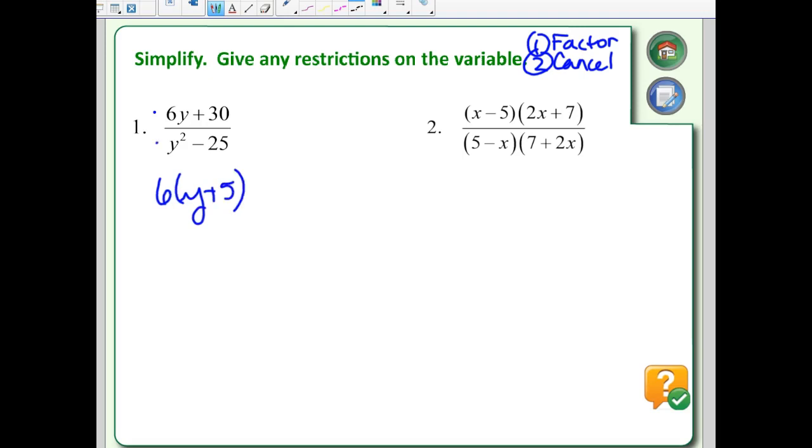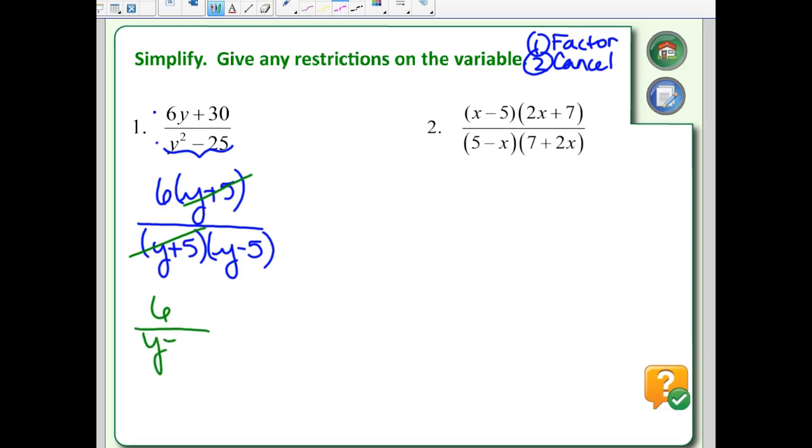Now let's look at the denominator. Is there any part of my factoring honey-do list that applies? Well, there's no GCF, but there's 2 terms. Do you recognize what that is? Yes, good job. That is difference of perfect squares. So remember, that's going to factor to its conjugates, or sum and difference. So now we've got the numerator factored. We've got the denominator factored. Now, is there anything that cancels out? Yeah, I've got a y plus 5 in the numerator and a y plus 5 in the denominator, so they cancel out. So my answer is 6 over y minus 5.